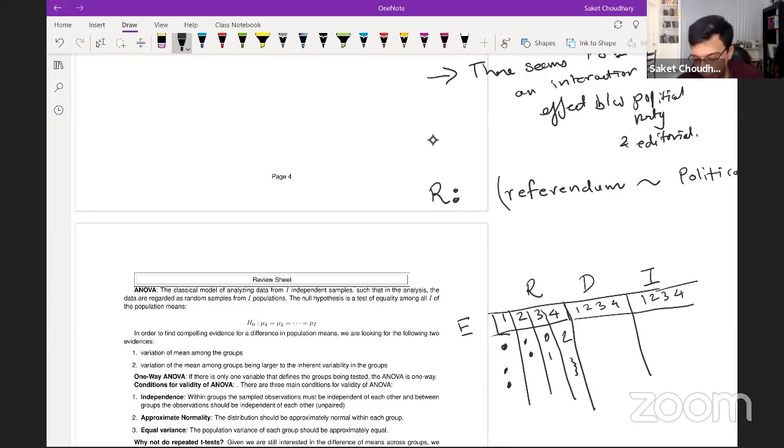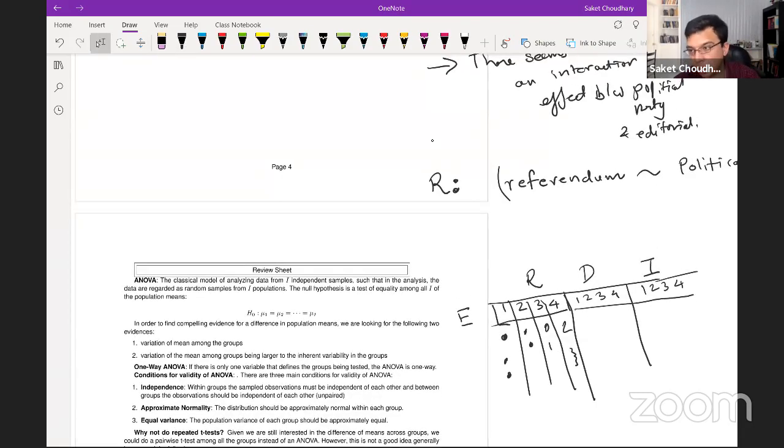Now I'm interested in identifying whether there is a difference in the values of the referendum depending on which group I'm coming from. So the first level of analysis is at the level of the categories coming from the political party.